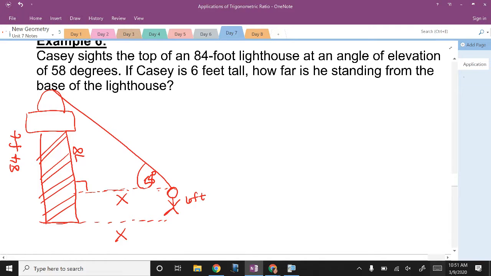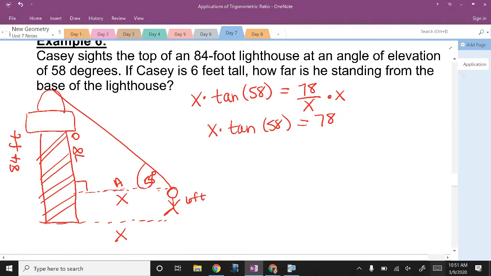So what do y'all think we're going to use? Sine, cosine, or tangent? Tangent. So we're going to say tangent of what? 58 degrees equals what? Yep, opposite over adjacent, so 78 over x. How do I solve for x? Multiply both sides by x to get out of the denominator. x times the tangent of 58 degrees equals 78. Then what? Divide by tangent of 58 degrees.